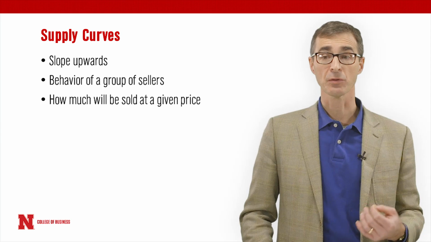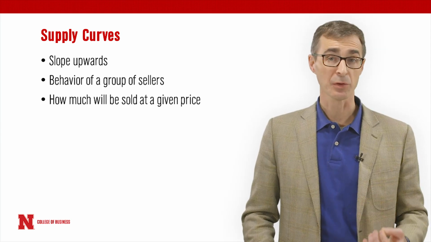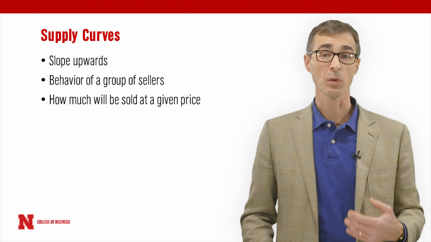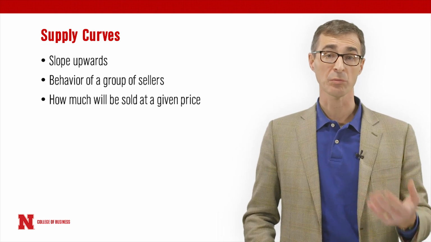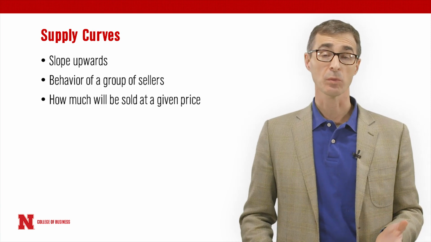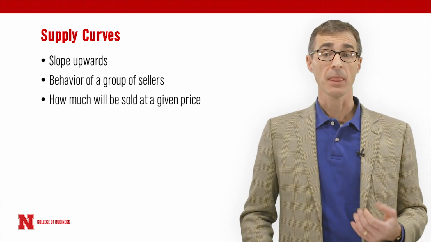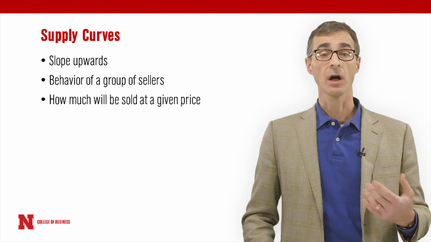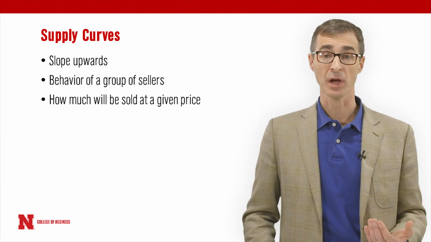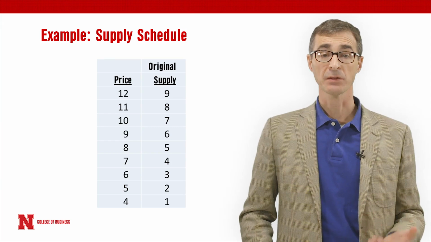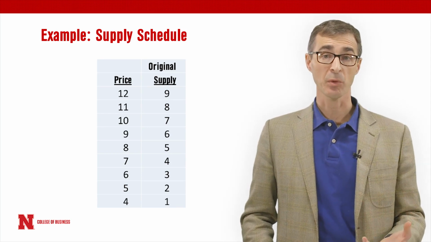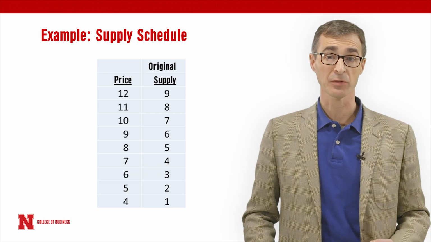Supply curves describe the behavior of sellers in a particular market, and they relate the price of the product to the quantity that sellers are willing to supply at that given price. Supply curves will slope upwards and again describe the behavior of the seller. They tell us how much is going to be sold at a particular price. Like demand curves, supply curves have an underlying set of data that support them, in this case, a supply schedule.